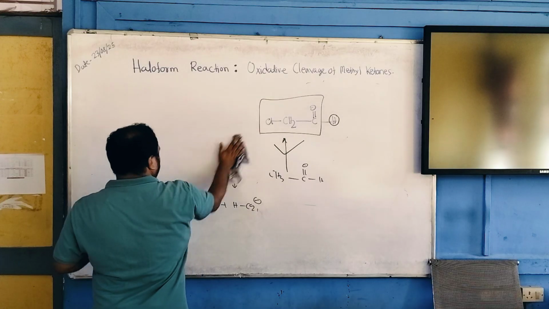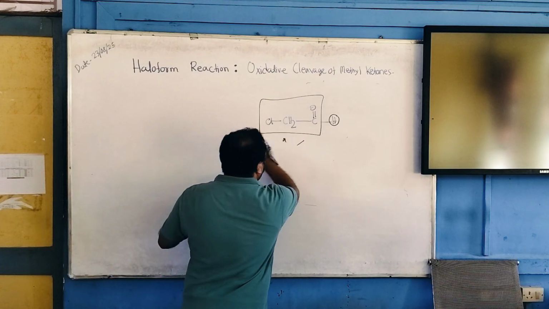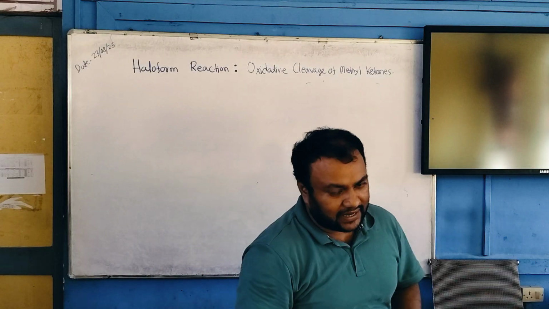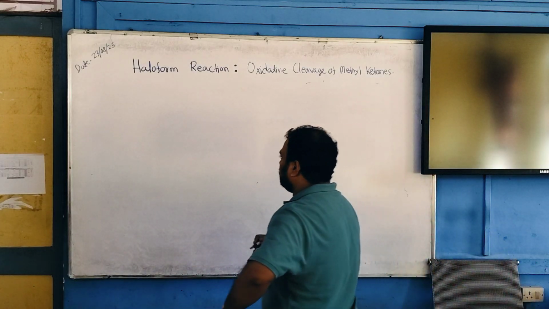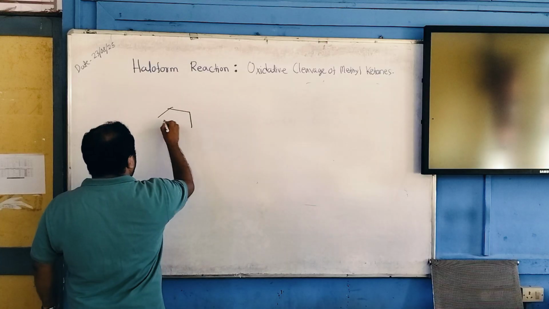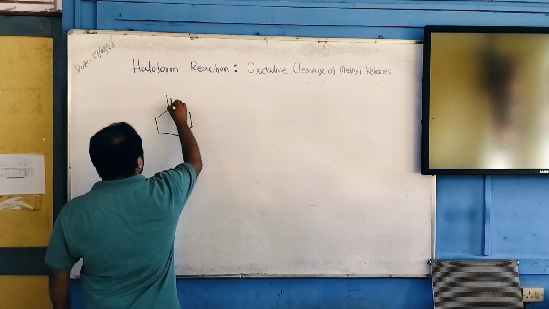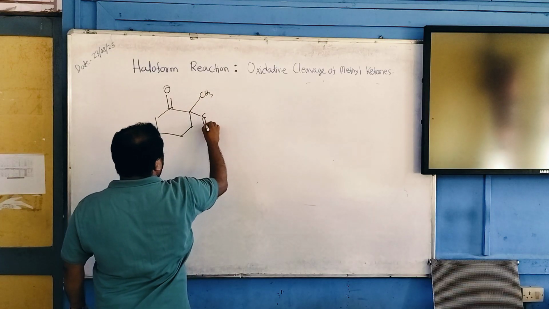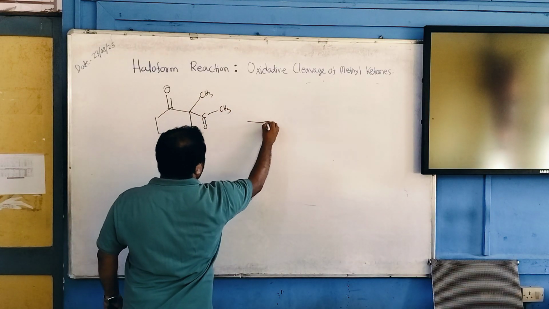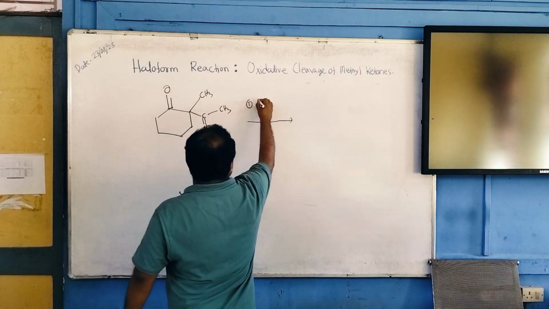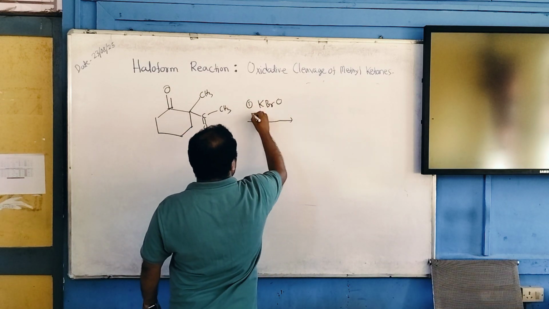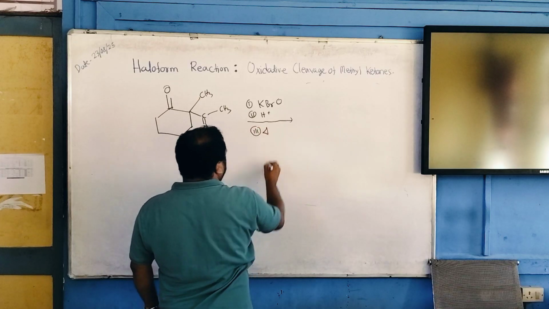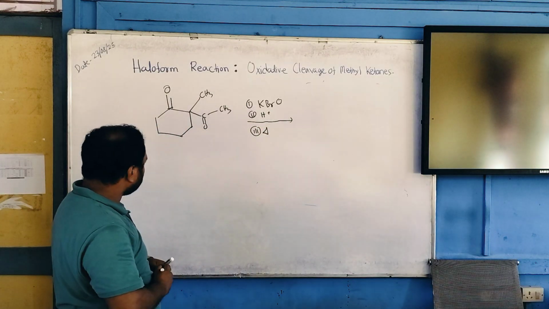So we will solve a question. We don't have much time, but you can take at least one question. Suppose there is a question: identify the product of this reaction. You are treating this with KBrO, followed by H plus, third is heat. What will be your product?